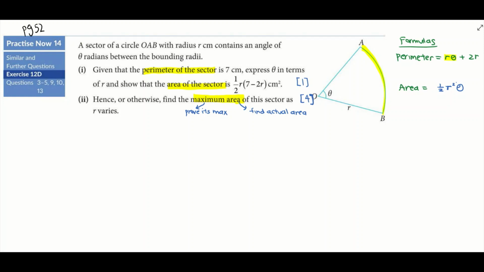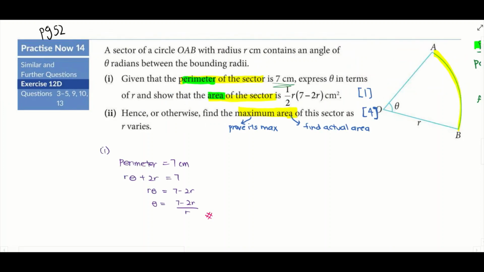Okay, so we come to this question which has a sector of a circle. Before we even do this question, I've reminded you of highlighting keywords. They need perimeter and they need area. These are the formulas that I've written down. So, given that the perimeter is 7 cm, can you first form an equation for the perimeter?